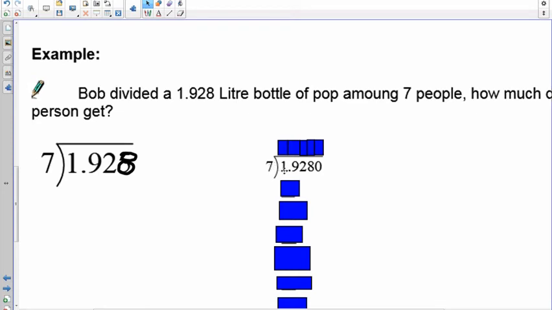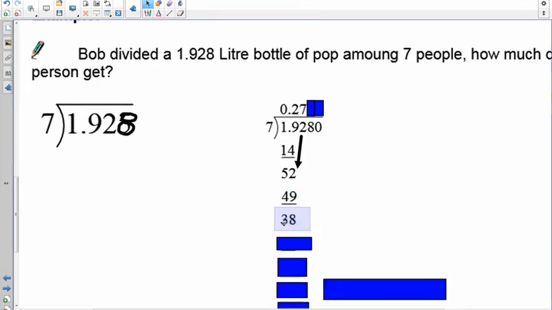7 does not go into 1, so let's go over and include the 9. That's a 0 there. Now put your decimal up, and I've now got 19. 7 goes into 19 2 times, that's 14. When I take 19 take away 14, I get a 5. Now I can bring down the 2. Now 7 goes into 52 7 times. 7 times 7 is 49. And 52 take away 49 is a 3.